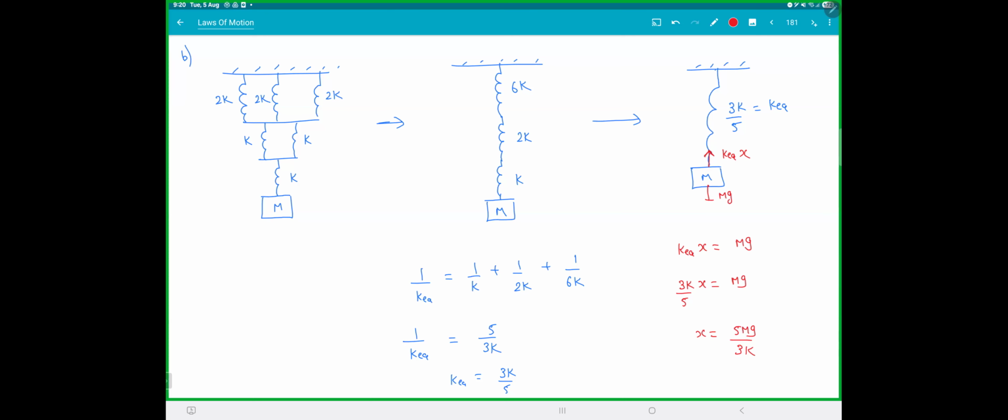Any doubts on this? All clear? Let's see one more. Any doubts on this combination of springs? These things are in parallel, so add them. These are in parallel, add them. Then these 3 are in series. Kind of like resistors, but the formulas are reversed. All clear with this? Anyone confused with this? Devanshi? Yashvi?